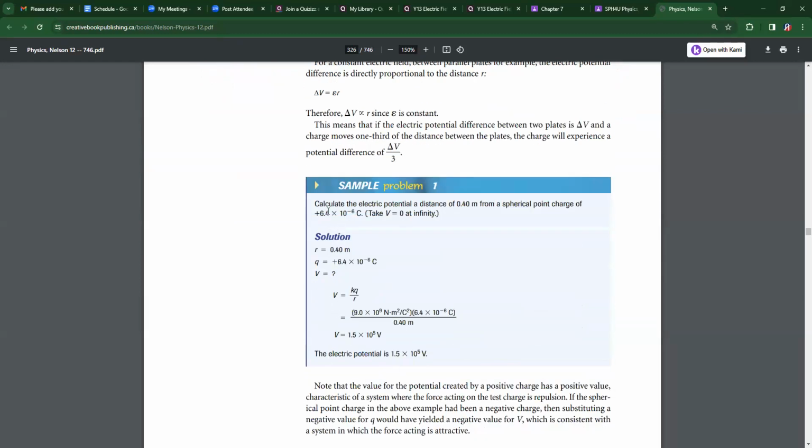Okay. So an example: how to get electric potential at a distance, say 40 centimeters between plates, or from a spherical point charge of so many coulombs. So you have the distance from the charge, you have how big this charge is, and to get voltage, it's K multiplied by charge divided by distance. So voltage will be so many volts.